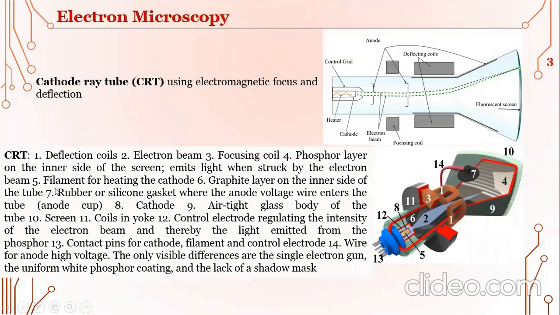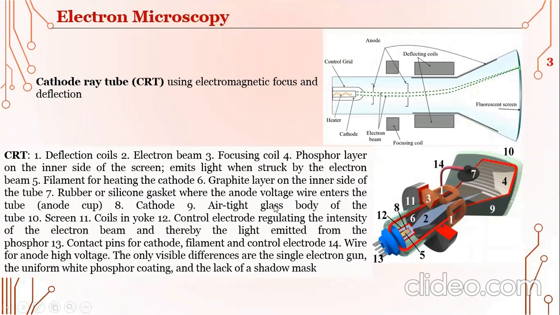After that, the filament for heating the cathode, and that is this one, shown here. Number 6 is the graphite layer on the inner side of the tube. So this is the graphite layer on the inner side of the tube.